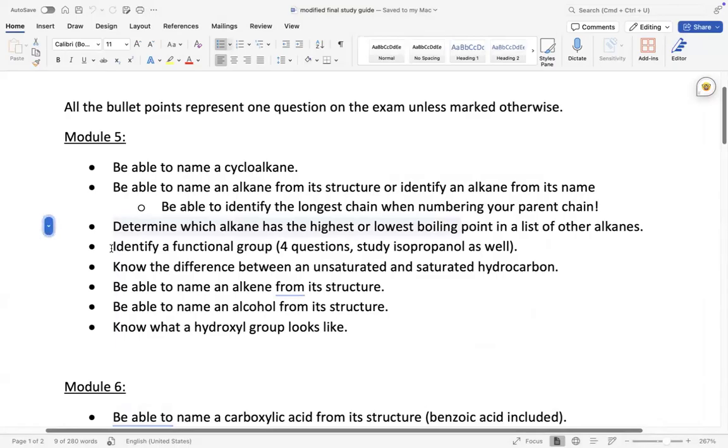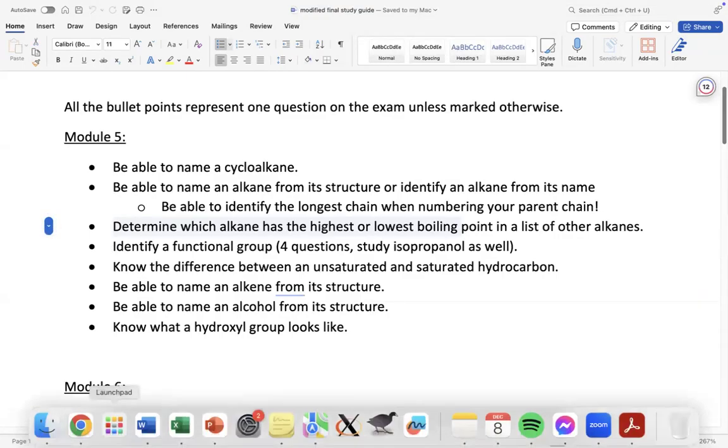Identify functional groups. There's a lot of questions where you have to identify functional groups. Identifying functional groups is a big piece. Functional groups are not going to be provided on the study guide. I give you the names, the suffixes, but being able to identify them is your responsibility.